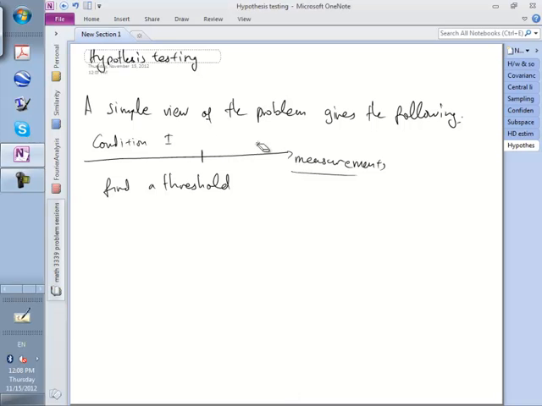So you divide essentially the range of the measurements in two regions, where depending on the region that the measurement falls, you make a decision. And the decision is a classification decision. You say, if the measurement falls here, you will say condition 2 applies and not condition 1. That's a decision. And why is it a decision? Because you make a decision, but it may be the wrong decision.